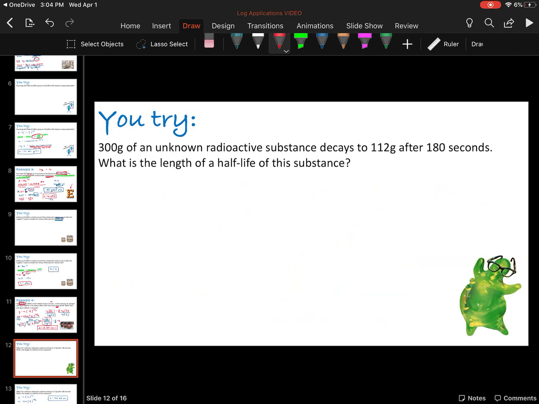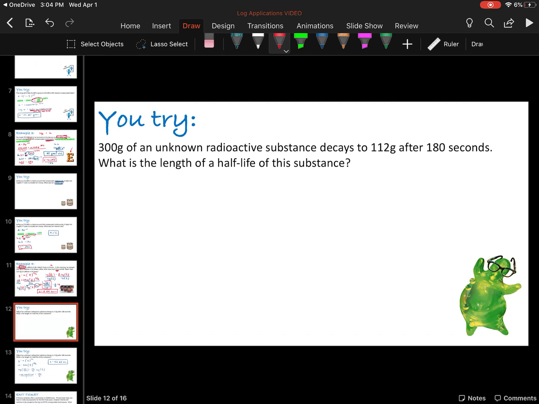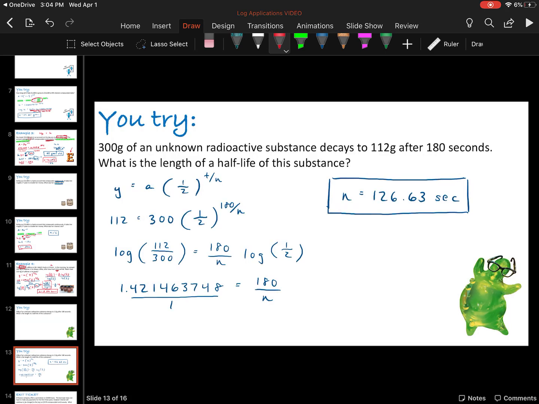For the next one, you try it out on your own. Pause it at this point. Try it out. See what you get. Be careful. Your time is in seconds for this one, but it should work out all right. Here's the answer for it. 300 grams of an unknown radioactive substance decays to 112 grams in 180 seconds. So I said you were starting out with 300. You're ending up at 112 after 180 seconds. That's your time. I want to know the length of a half-life, which is N for this.